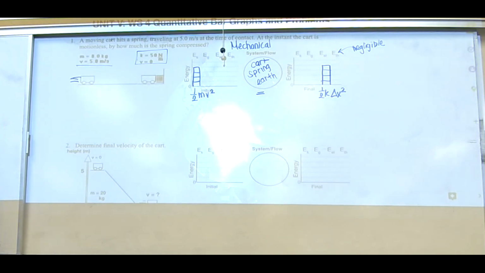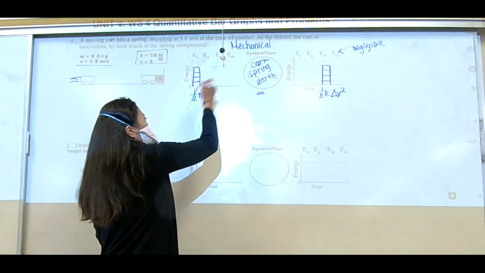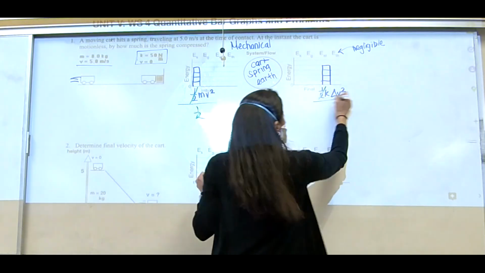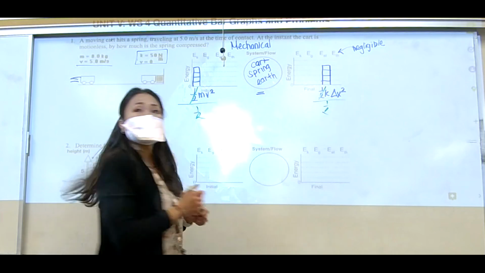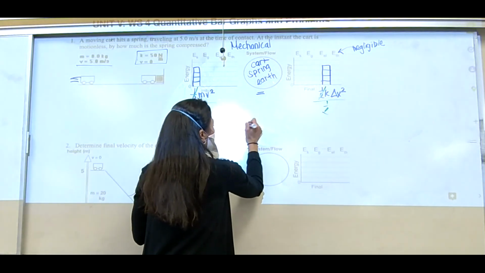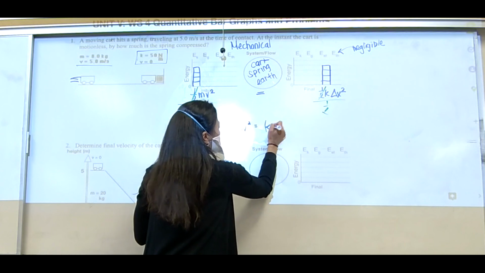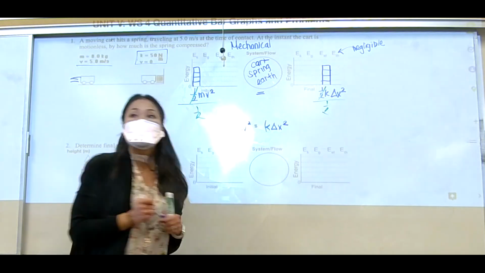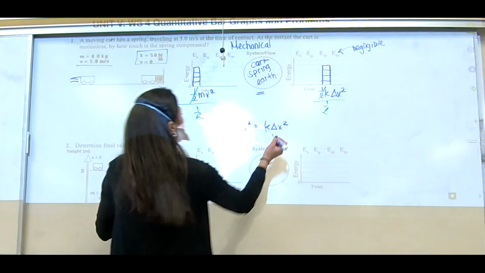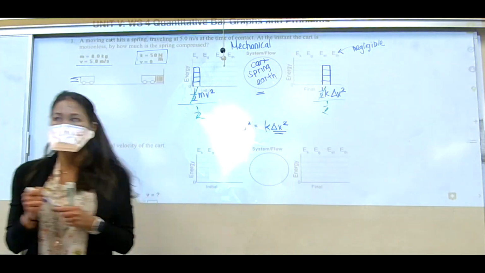Greta. I can cancel out this 1/2 with this 1/2. If you just divide 1/2 to both sides, it cancels out. And then you end up with a much simpler equation: mv squared equals k delta x squared. And you have all the values you need to solve for your compression distance.